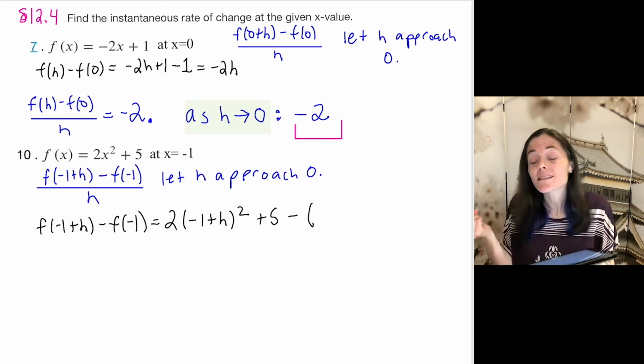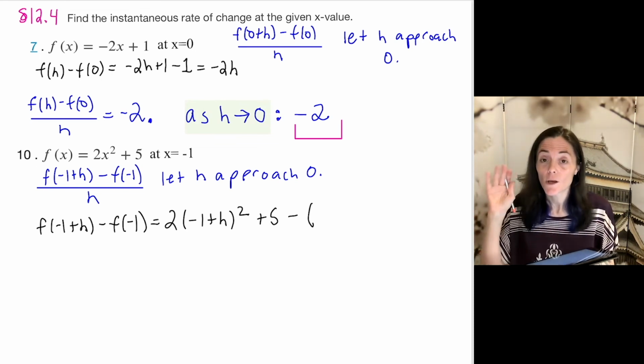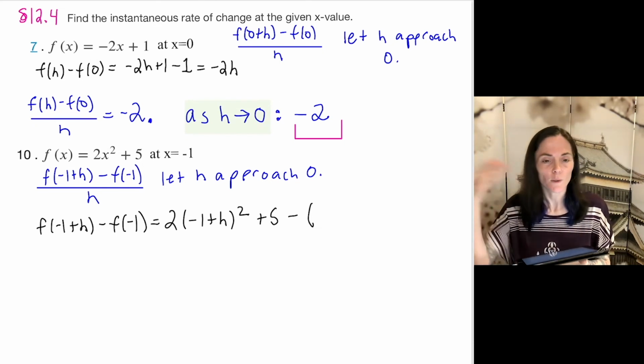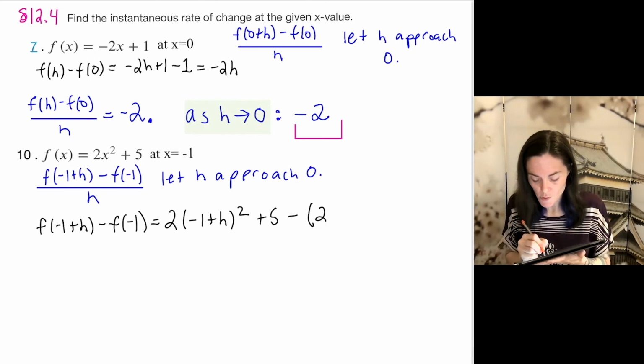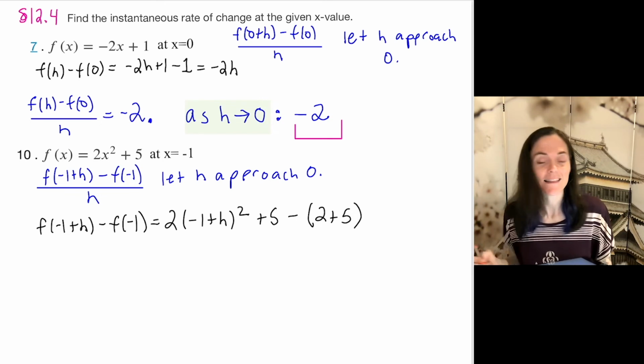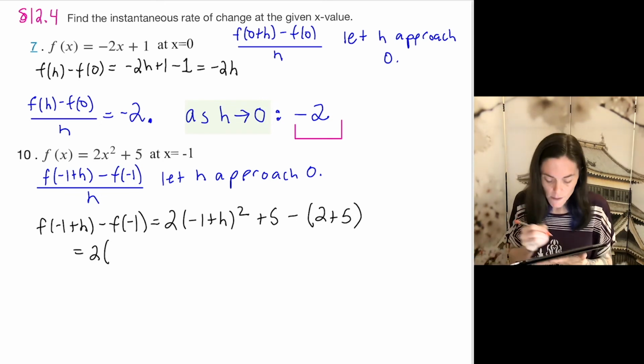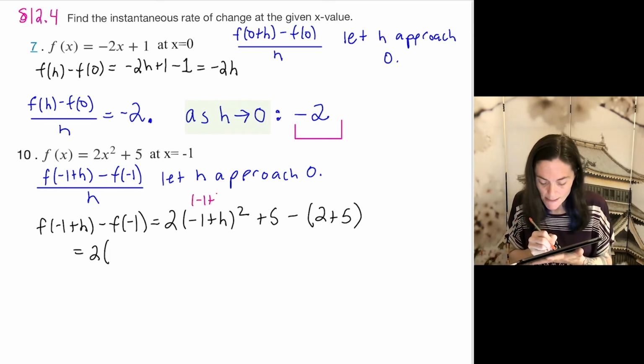Well, negative 1 squared is 1. And then we multiply by 2. Maybe I'll do it in 2 steps. So we have 2 plus 5, like this. It's 7. This part is minus 1 plus h times minus 1 plus h.